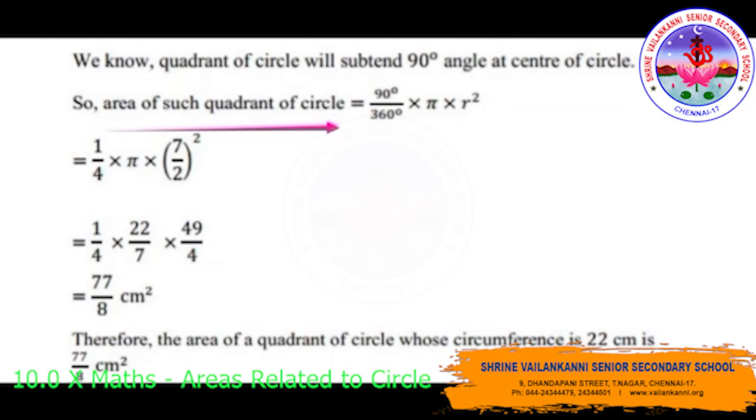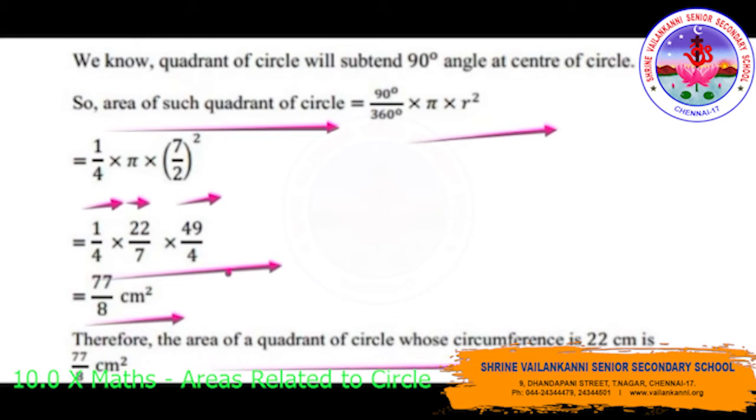So we will be having 90 by 360 into pi r squared. So 90 by 360, when I simplify, I will be getting 1 by 4 into pi, where radius we found out as 7 by 2. So I am writing 7 by 2 the whole square, which is equal to 1 by 4 into 22 by 7 into 49 by 4. So simplifying, I will be getting 77 by 8 centimeter square. Therefore, the area of a quadrant of a circle having a circumference 22 centimeter is 77 by 8 centimeter square.